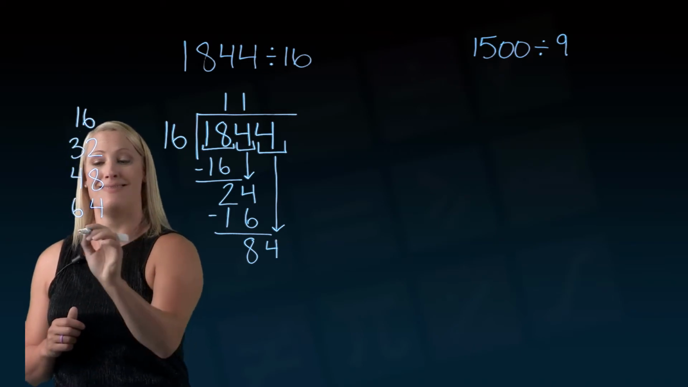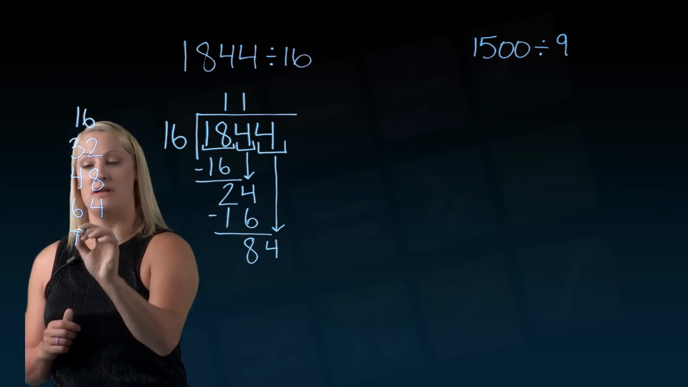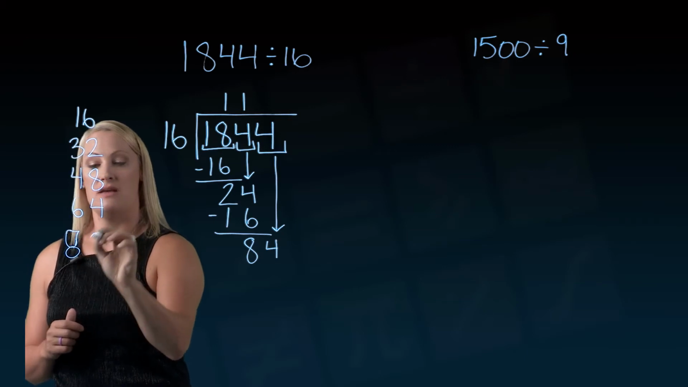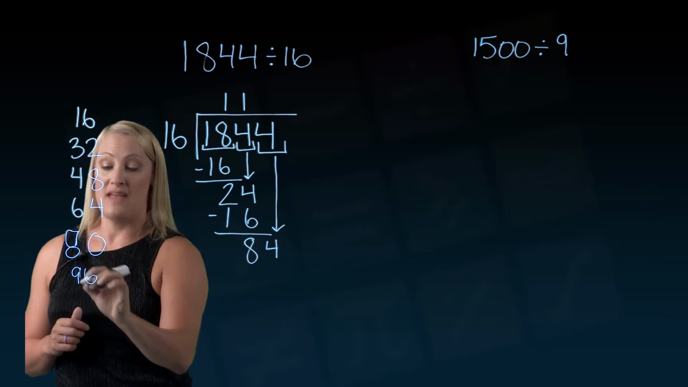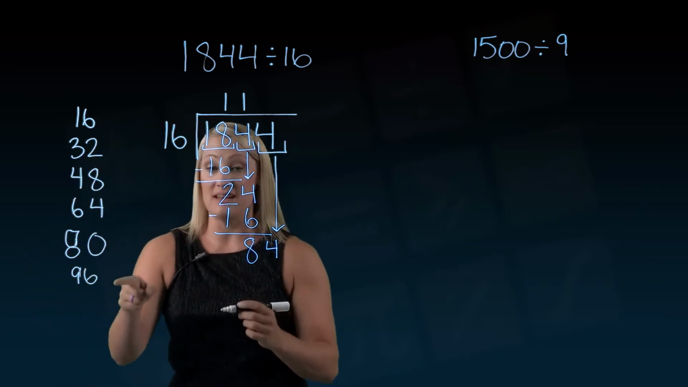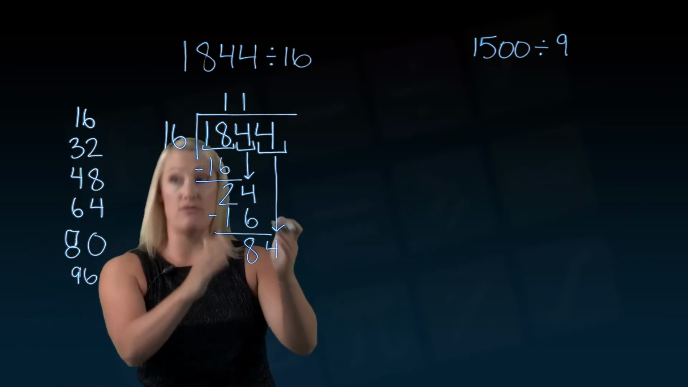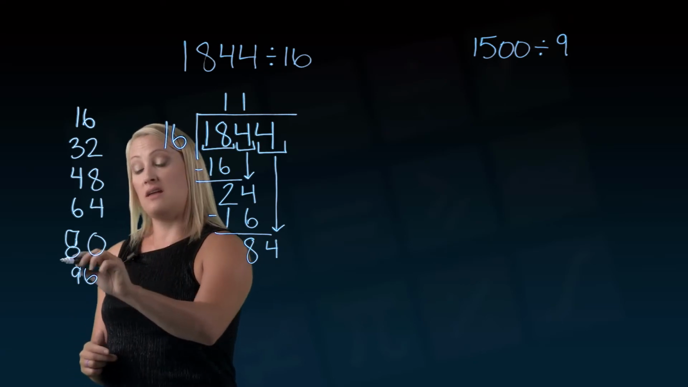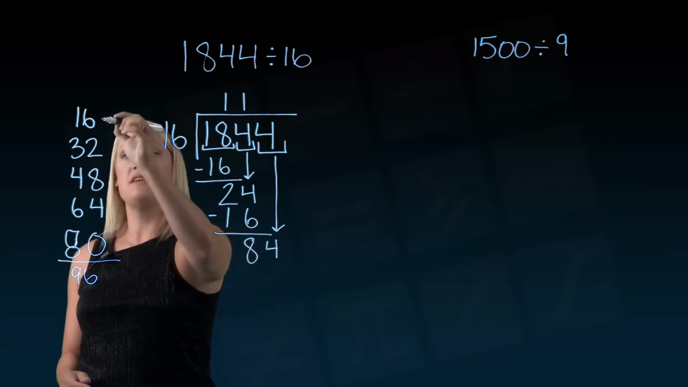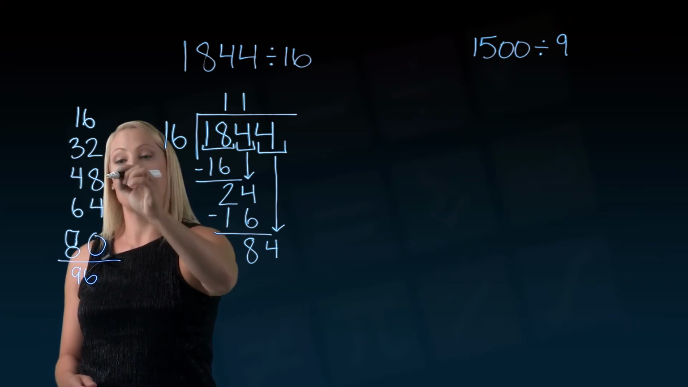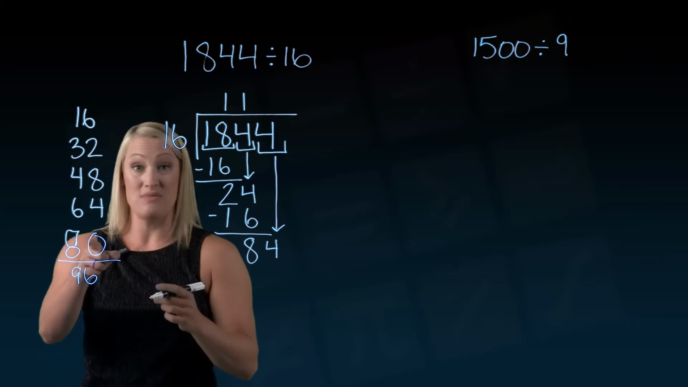64. Oh, and then we get to 80. Sorry, check that. To 80. And then 96. So I've counted by 16s until I get to 84. And it looks like that's it. If I go past 80, I've gone too far. So 16 times 1, 2, 3, 4, 5 would give me 80.